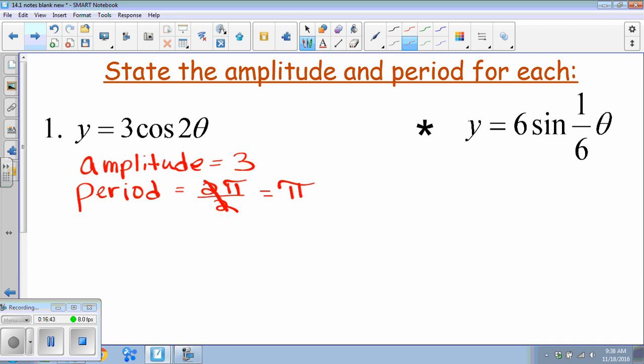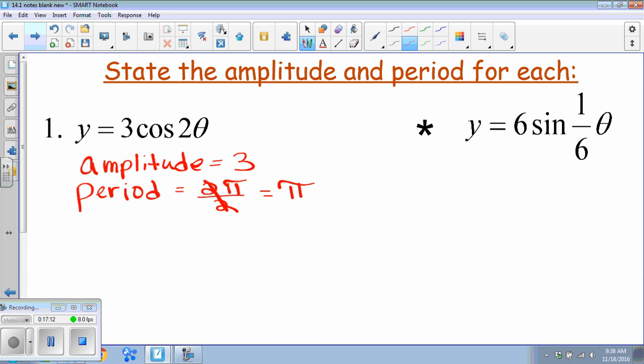Now, how do you know for period whether it's degrees or radians? If it doesn't have degrees anywhere, then just do 2 pi. It'll specify on your homework. The instructions will say find this in degrees, find this in radians. It'll specify.